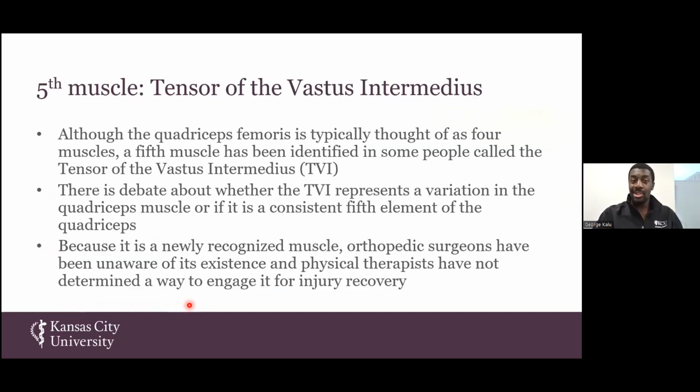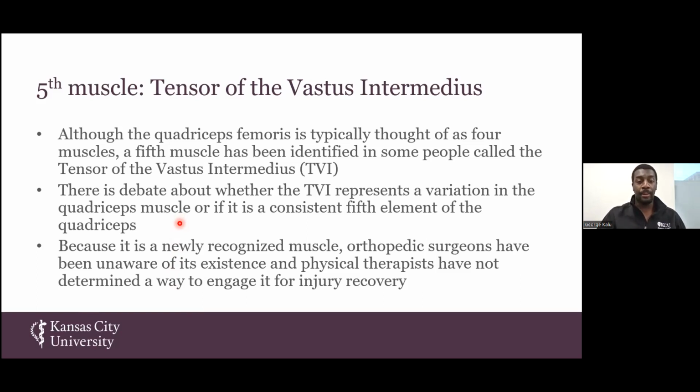So all of that brings me to my research project, which was looking at a potential fifth muscle that's found within the quadriceps group. Like I said before, the quadriceps is typically thought of as being made up of 4 muscles. However, in some people, a fifth muscle has been seen, and that muscle has been named the tensor of the vastus intermedius. There's been a lot of debate about whether the TVI represents a variation in the quadriceps, or if it's actually a consistently found fifth component of the quadriceps muscle group.